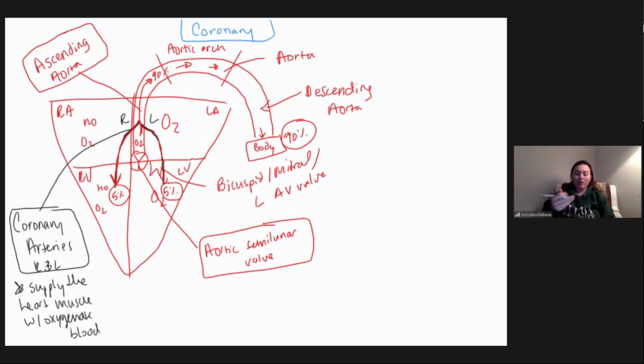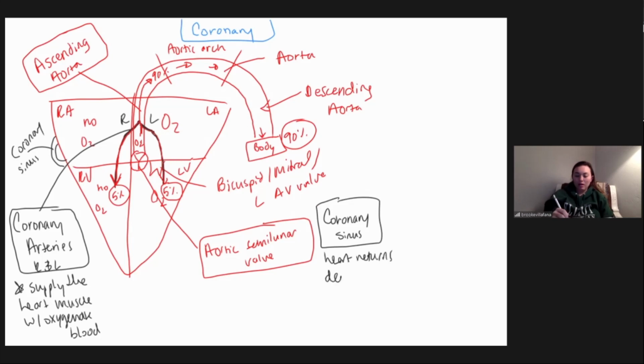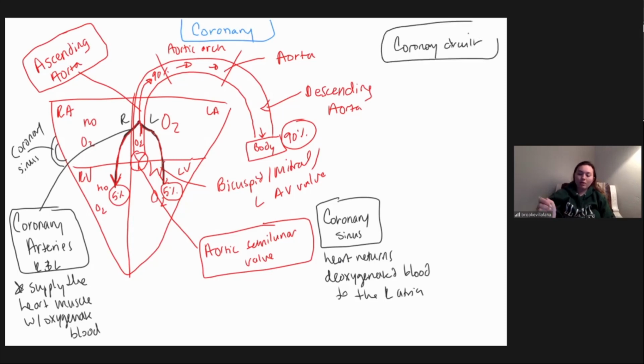What about when the heart is done and has its oxygen? How is it going to return that blood? Remember, we learned about the coronary sinus, right? So the coronary sinus is how your heart returns deoxygenated blood to the right atria, right? So our coronary circuit is going to start at the left ventricle, right? And end at the right atria.